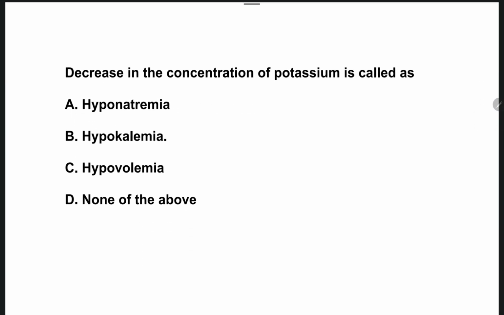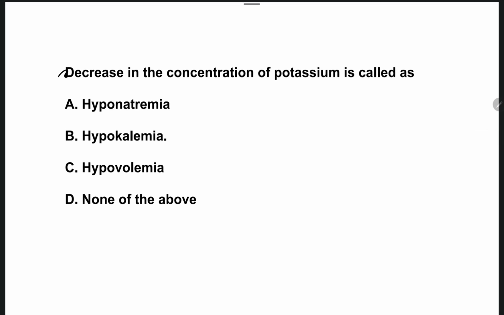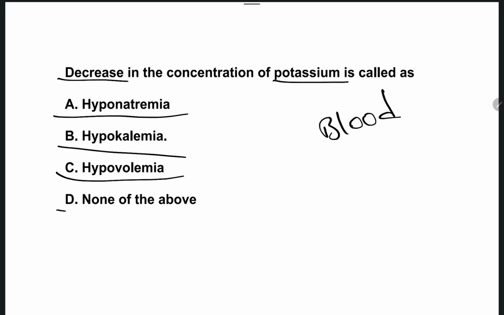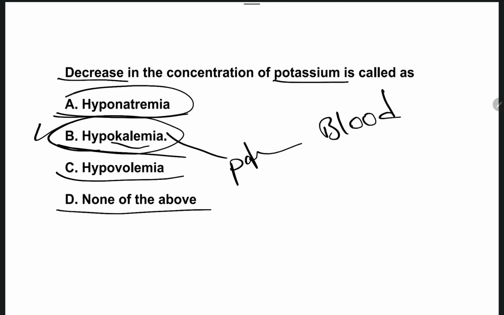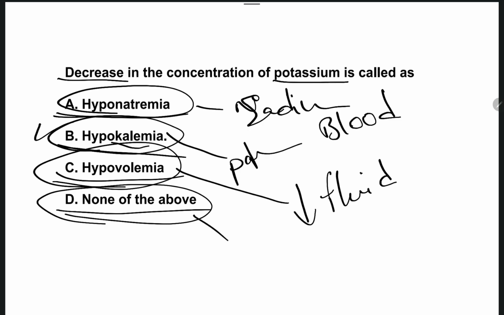Next question is, decrease in the concentration of potassium is called as. That is nothing but decreasing of potassium in the blood. Options are hyponatremia, hypokalemia, hypovolemia, none of the above. The right one is option B, hypokalemia. Kalemia is nothing but K, potassium, and natrium is sodium. Hypovolemia is nothing but decreasing of fluid in the body. None of these is nothing but nothing.